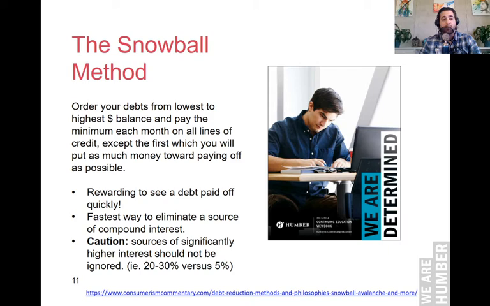You're ordering your debts from lowest to highest dollar balance or value, and you pay the minimum each month on all lines of credit, except the first one in that order, which you will put as much money towards paying off as possible. So similar method, except now you're focusing on getting rid of the one with the lowest balance. It's a rewarding way to see a debt paid off quickly. It's very exciting to be like, yes, I got rid of a line of credit, or my credit card is totally paid off, and now I can focus on this next one. So it is the fastest way to eliminate a source of compound interest and just get rid of it entirely.